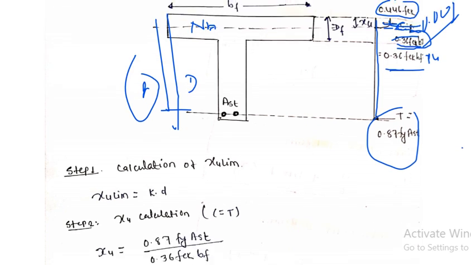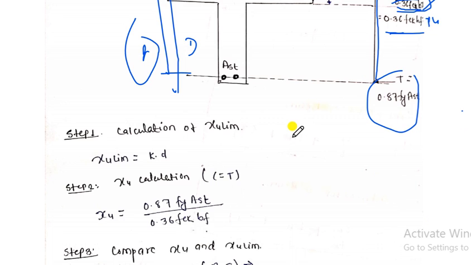So let's see, in the first step we need to calculate xu limit, and xu limit is nothing but k into d, where k is the neutral axis constant, 0.48 for Fe 250. For Fe 415 and Fe 500, the k values vary. You will get this from the code book itself.